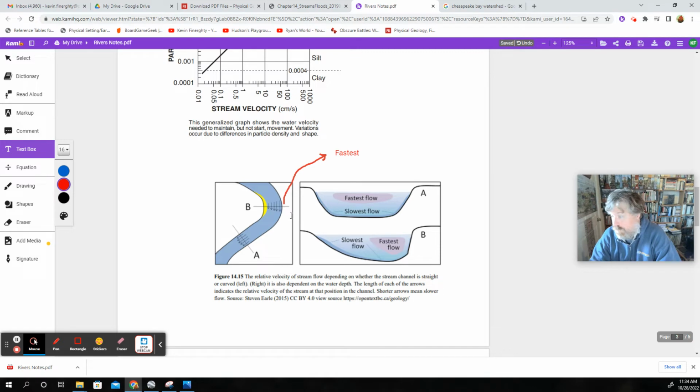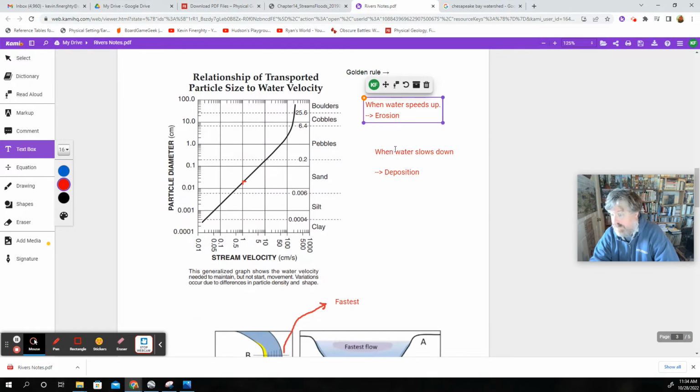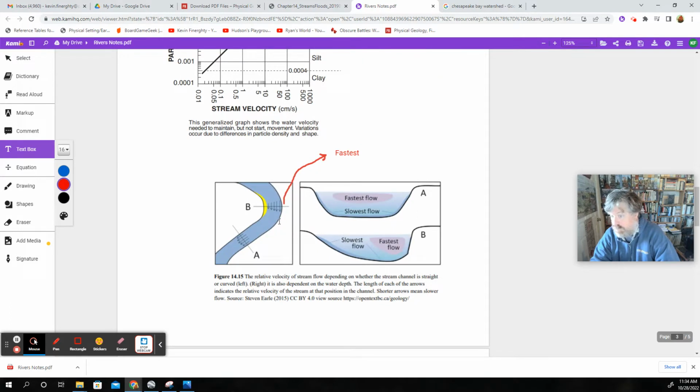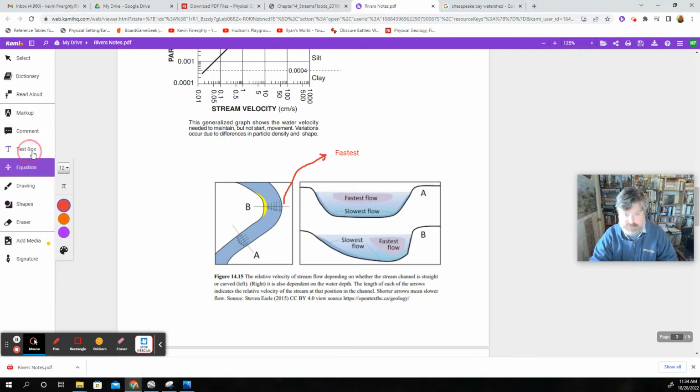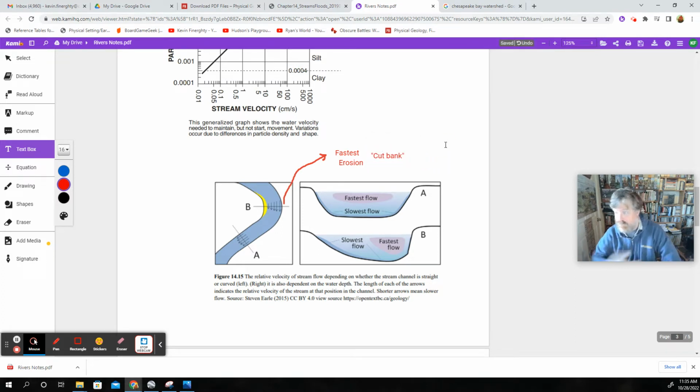So following our golden rule then, what are we going to expect to see? If water speeds up, is going faster, there's going to be erosion. So what we would expect to see is that it eats into the land over here and may migrate that way slowly through time. Let's write all that stuff down. Fastest, so there's erosion. You get the landform you get, and I'm going to find a couple on Google Earth here. They'll call this a cut bank. And we'll look for evidence on the outsides of streams from satellite view and Google Earth of that happening.